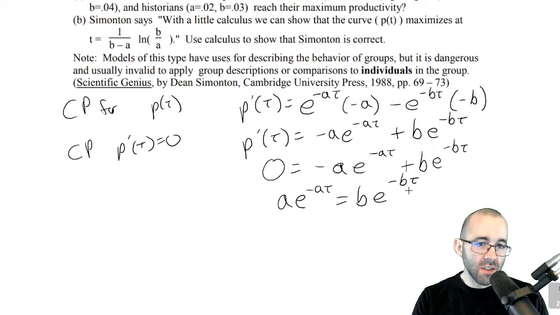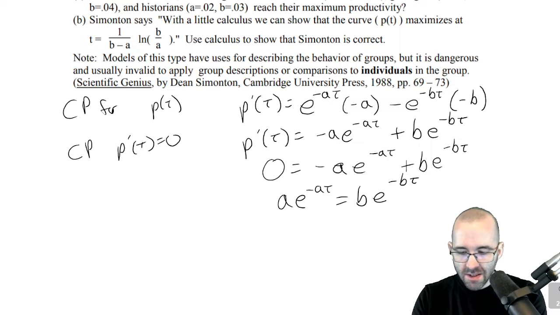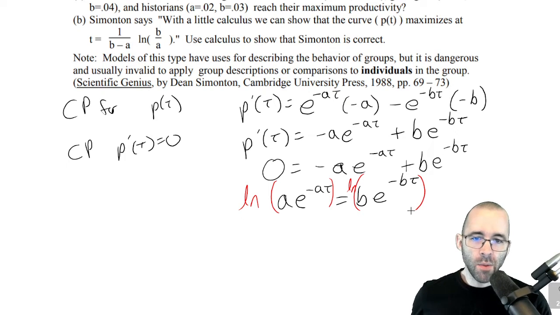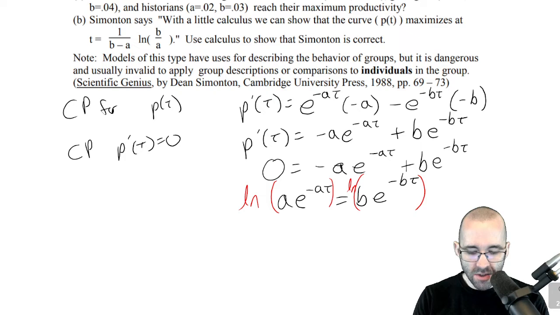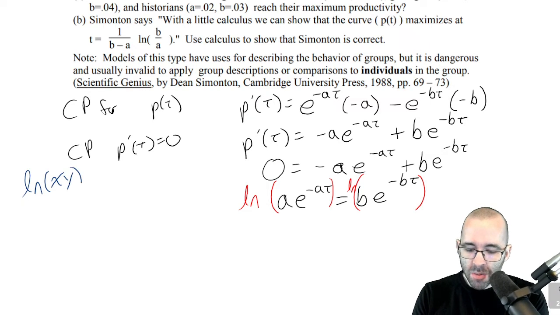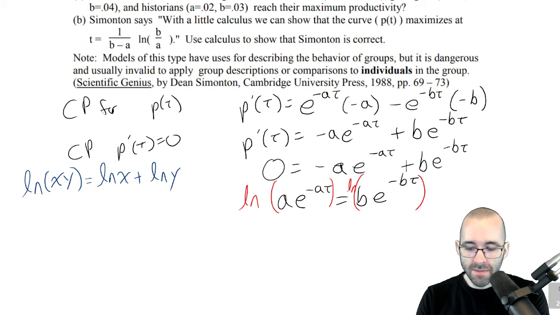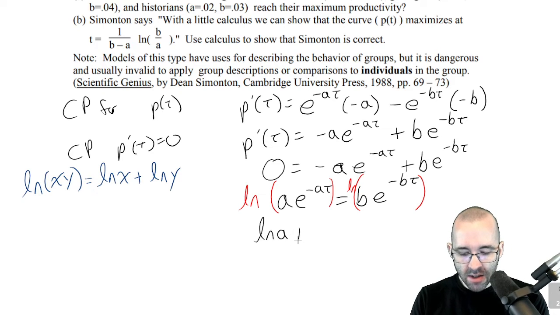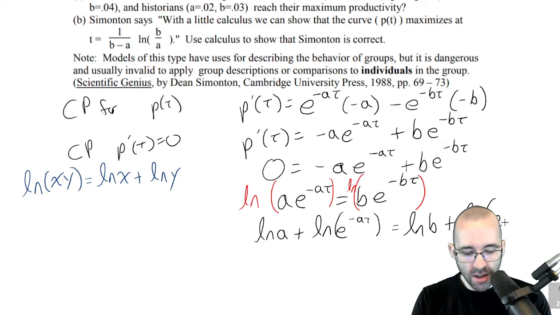Now we have an exponential equation. We can solve this by taking the natural log of both sides. Natural log of this, natural log of this. I won't be asking a question this messy on a quiz or a test, but it is good practice. And now we use the product rule for natural logs. Remember that the natural log of two things multiplied by each other, which is what we have, is the natural log of the first one plus the natural log of the second one. We have the natural log of a plus the natural log of e to the negative at equals the natural log of b plus the natural log of e to the negative bt.